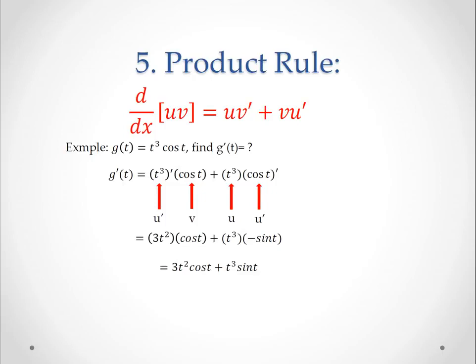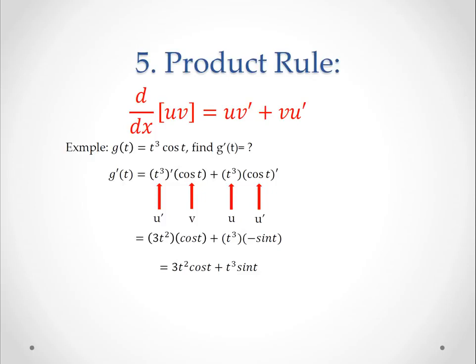This example is g of t equals t to the 3rd power times cosine t. What is the derivative of g of t? Here g of t is expressed as a product, so for g prime of t we can consider using the product rule. First, we take the derivative of the first term, t to the 3rd power, and then times the second term. Then, we take the derivative of the second term times the first term.